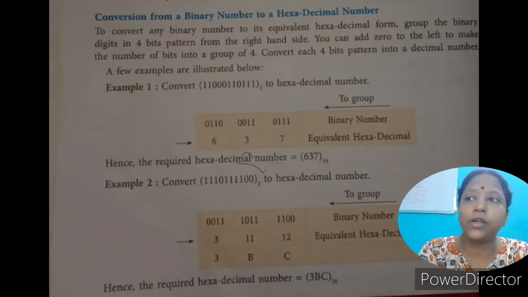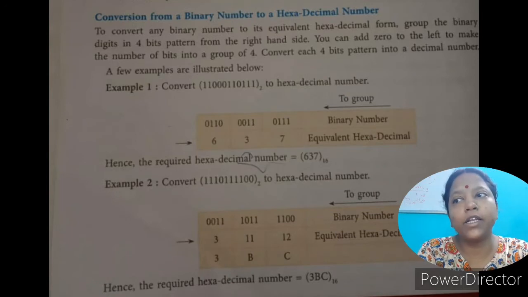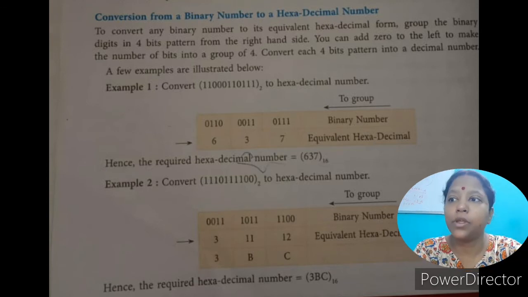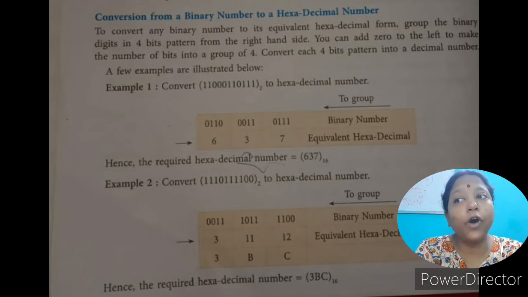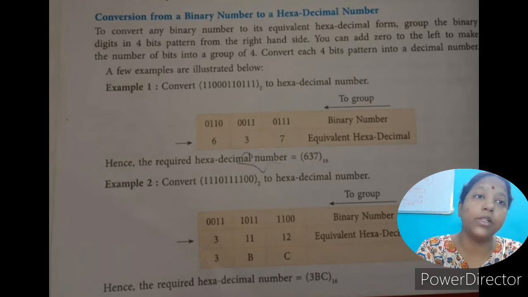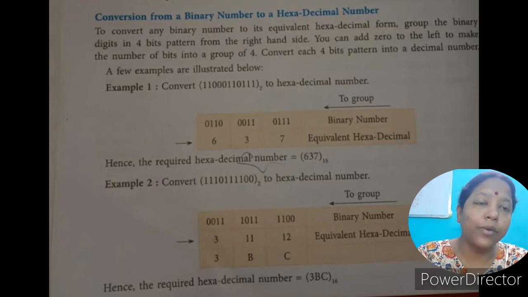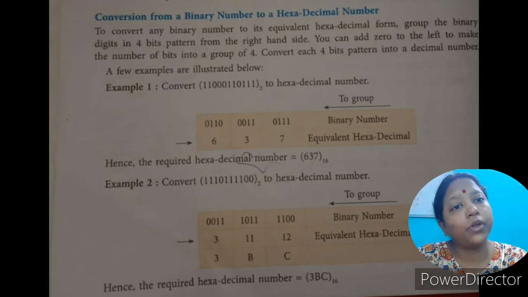Now the next topic. Conversion from binary number to the hexadecimal number. To convert any binary number to its equivalent hexadecimal form, group the binary digits in 4-bit pattern from the right hand side. This means that to perform the conversion from binary to hexadecimal, first we have to create 4-bit groups from the right side. Okay, why this 4-bit group?